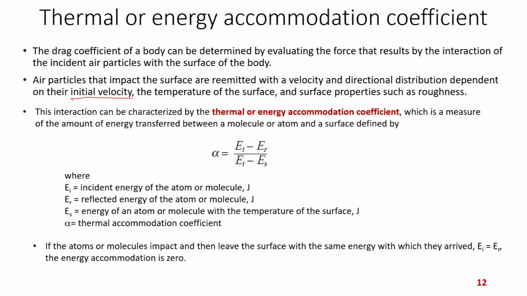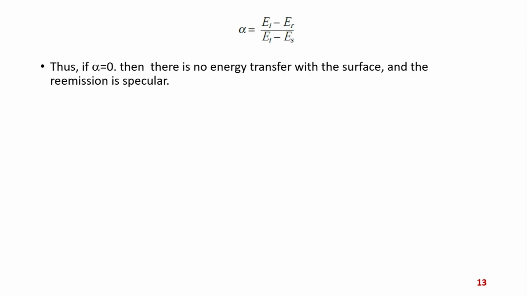Now, if the atoms or molecules impact and then leave the surface with the same energy, meaning E_I is equal to E_R, then the energy accommodation is 0, which means alpha is 0. When alpha is 0, it means that there is no energy transfer with the surface and the emission is specular. Specular means it is coming in and going out exactly. This type of reflection is called a specular reflection.